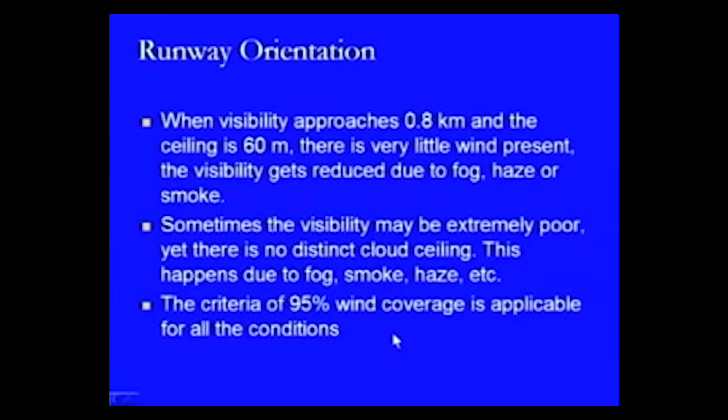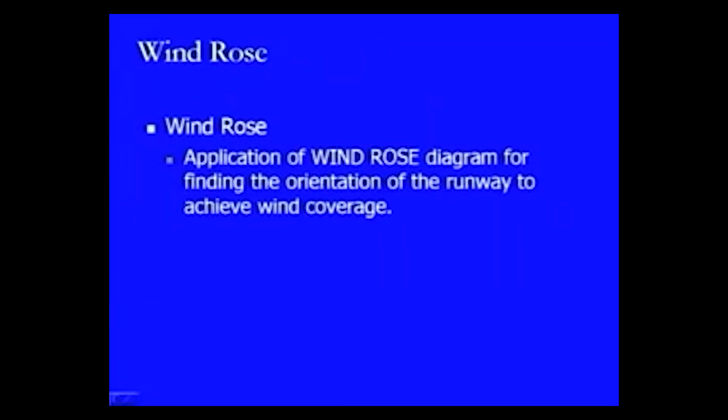And the criterion of 95% wind coverage is applicable to all the conditions. Whatever the conditions, this cannot be removed or restricted. So, once we have the idea of the wind and its components in terms of intensity, direction and duration, and the effect of those winds, we can think of discussing windrose diagrams, and these windrose diagrams are the tools we use for finding the orientation of the runways. So, the application of the windrose diagram is finding the orientation of the runway to achieve the desired wind coverage.